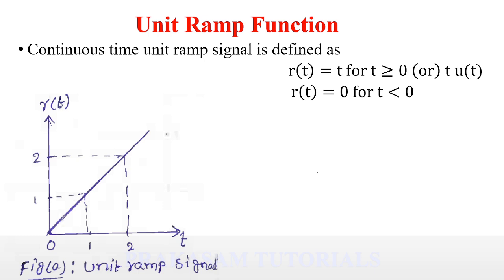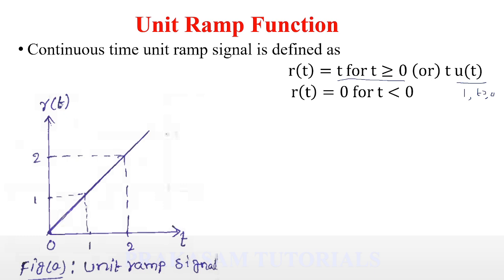So here u of t is the unit step signal, and that unit step signal u of t is equal to 1 for t greater than or equal to 0. So r of t is equal to t for t greater than or equal to 0, and this is also represented as t into u of t.